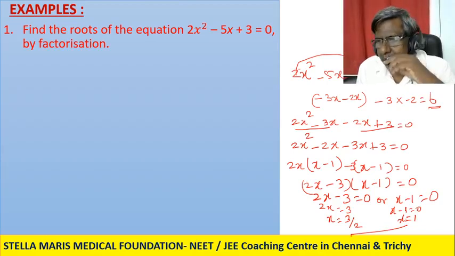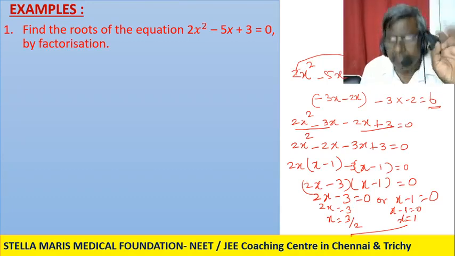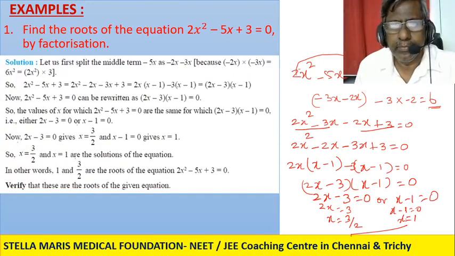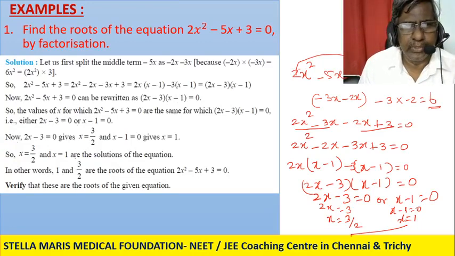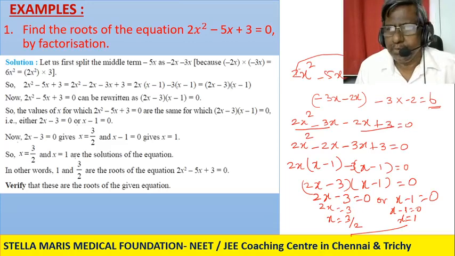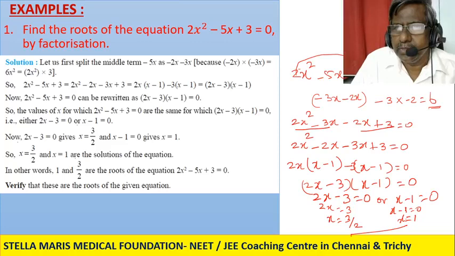You can verify this condition: if you substitute the value x is equal to 3 by 2, or if you substitute the value of x is equal to 1, you must get 0. So let us verify it. Can you see this? Sai, Abhishek, Shivakumar, is it okay for you? Are you able to follow the answers? X is equal to 3 by 2 or x is equal to 1. So how to verify it? You just substitute.